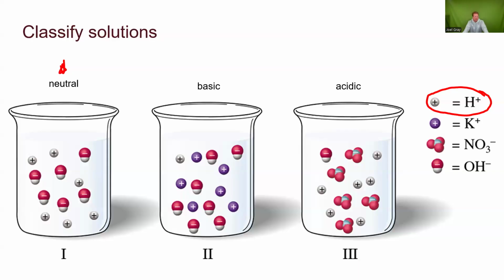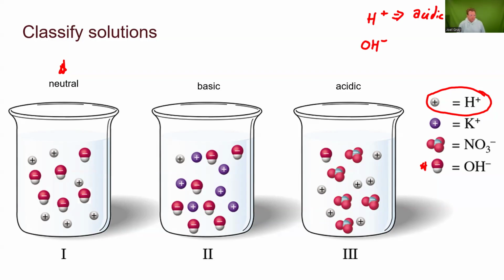If it was just H plus, we would describe it as acidic. So H plus is a good sign that you've got an acidic solution. Now, think about what's the opposite of H plus. OH minus. So this guy right down here.